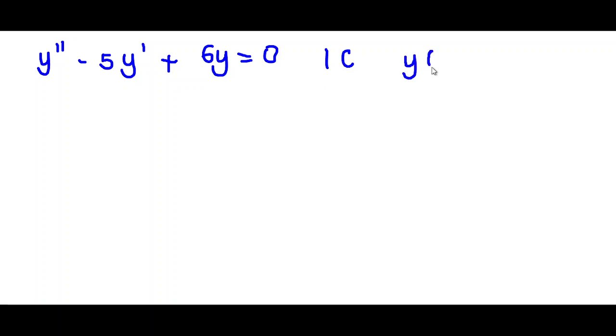So we've been given y prime prime minus 5y prime plus 6y equals 0, and the initial conditions are y(0) equals -1 and y prime (0) equals 5. So let's start.